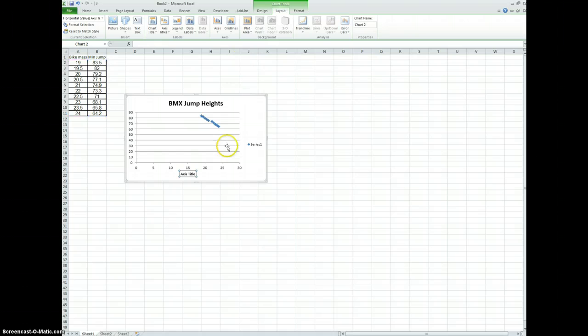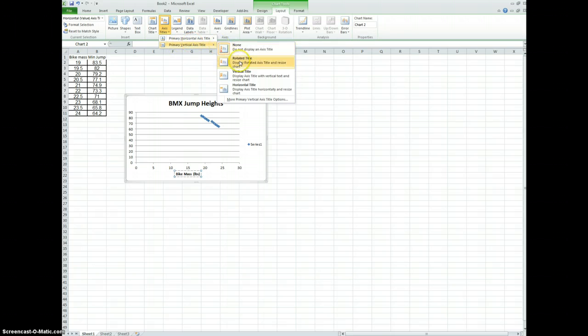Okay. We have axis titles. Let's do a horizontal title below. And this is going to be, what is this? The bike mass, and that would be in pounds. I'm having a hard time getting this all to select. That's okay. Here we go. Bike mass, pounds, LBS. Cool.